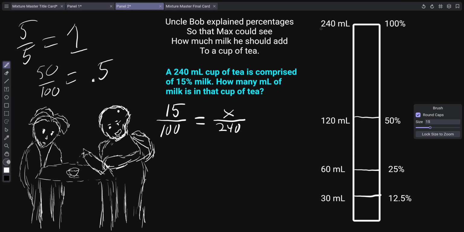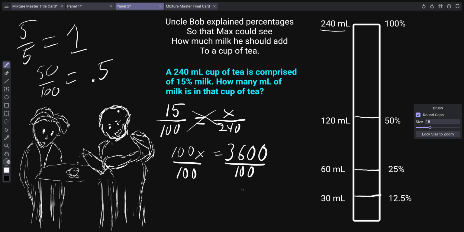So 240 is the whole. You can see that here. And we're trying to find a number smaller than it. We're trying to find out how 15 over 100 could relate to X over 240 in this way. And if we cross multiply, it should bring us closer to the answer. So if we cross multiply, we get 100x. And that equals 15 times 240. On the calculator, that's going to give us 3,600. Then what we do is we divide both sides by 100.